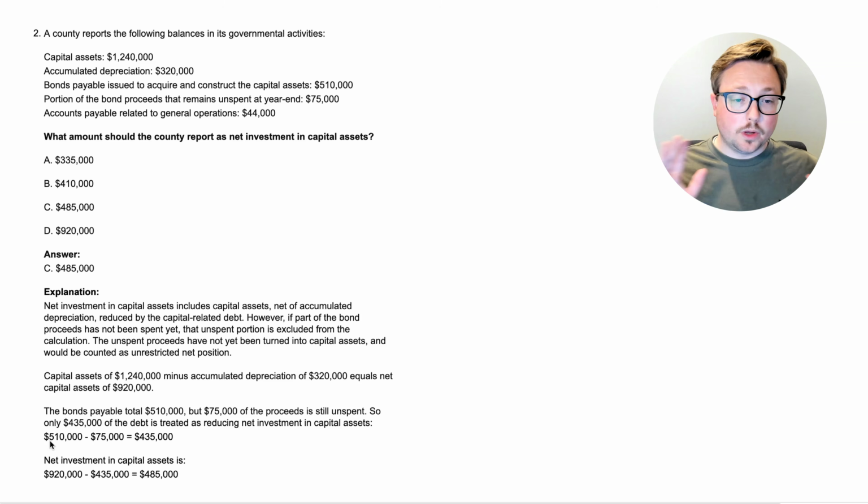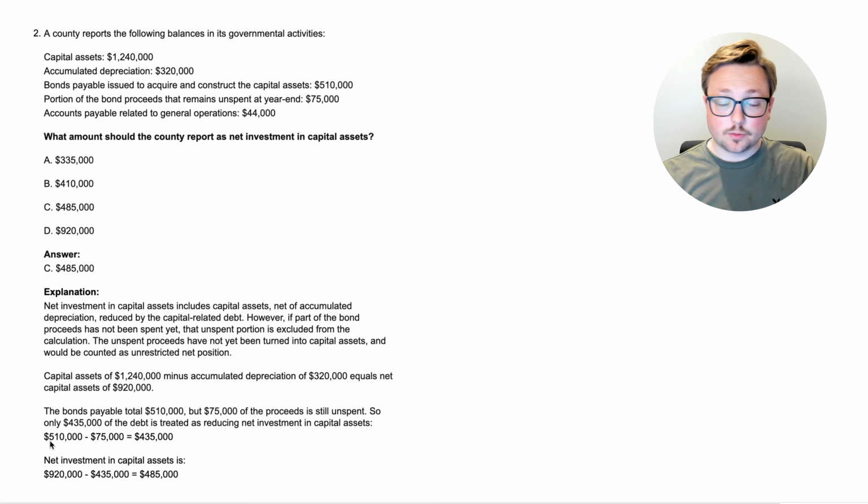Now with that, we learned one part of net position out of three. So there's three pieces to net position that add up to total net position. And so we learned the first one, which is net investment in capital assets. Now let's go to the next question to learn the next piece.